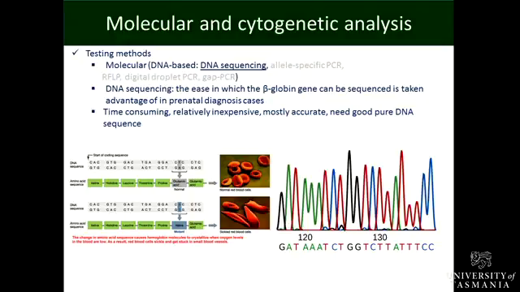So you remember what we did last semester, guys, when we looked at translation, and so now how important that is to understand that sort of stuff. This is where this comes in. DNA sequencing, it's really quite easy to do. It can be sequenced and taken advantage of prenatal diagnostic cases as well. So you can get blood from the umbilical cord.